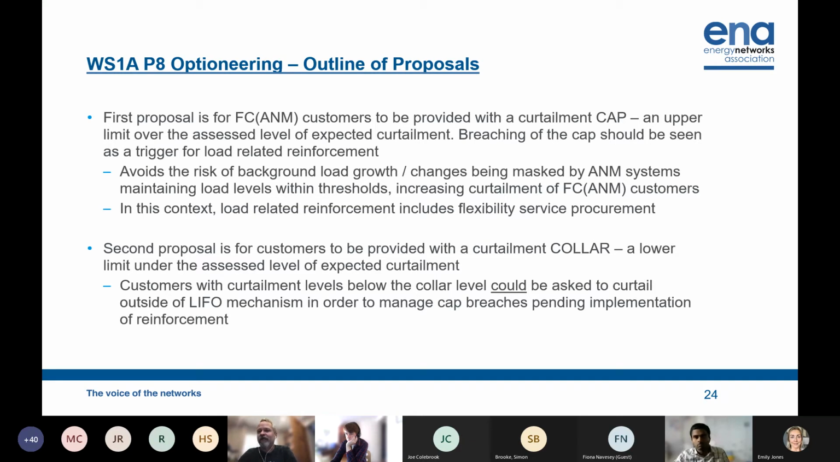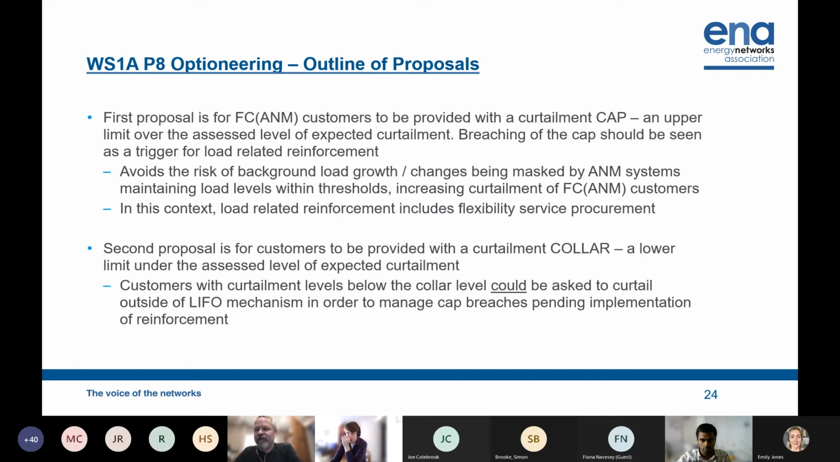When I say conventional, sorry, for load-related reinforcement, just in the same way as background load growth occurs. And important to note that in this context, when we talk about load-related reinforcement, we are including flexibility service procurement as well as traditional asset builds. So that's one half of the proposal.